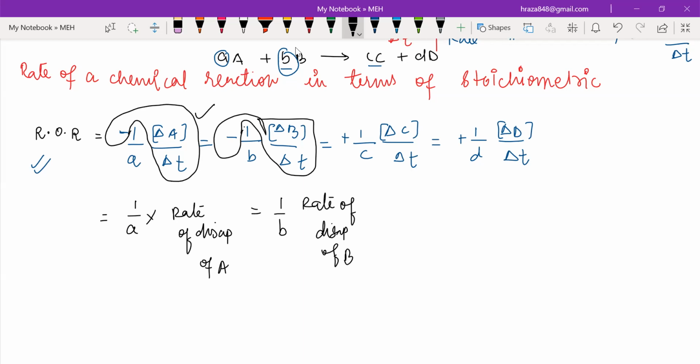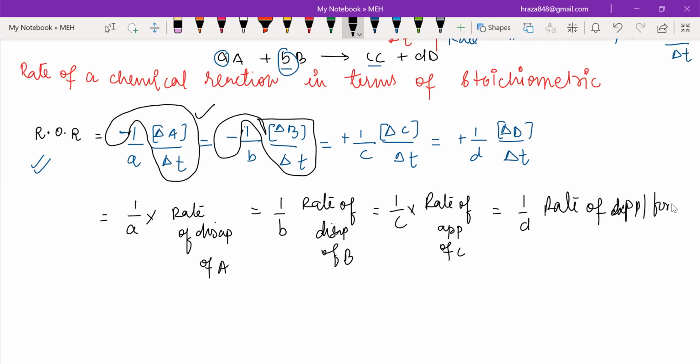Then this part, 1 by C into the rate of appearance or formation of C, and then this will be equal to 1 by D, the rate of appearance or formation of D. So it's very easy. There will be some questions regarding this. The rate of reaction, or either the rate of appearance or disappearance, will be given. So by using this, we can equate them and easily solve them. Are you getting my point? These are all equal to each other.